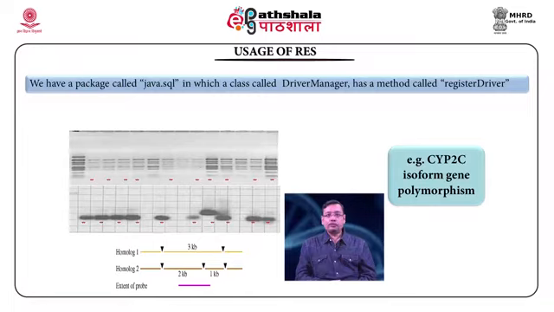The cytochrome P450 superfamily has a 2C subfamily which has different genes, and these genes have the peculiarity of 90 to 95% sequence similarity. Suppose you want to pinpoint exactly what is the real difference between one CYP2C isoform and a different CYP2C isoform, you can use different restriction endonucleases in order to understand the RFLPs.